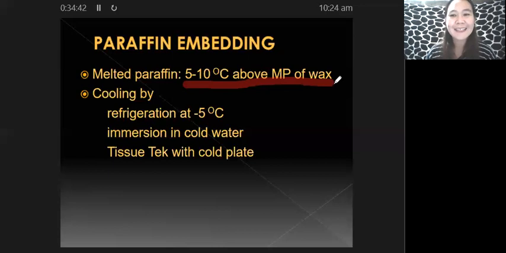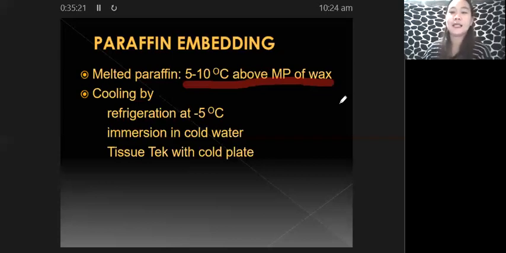Okay? Yes. All right. So, after you have already poured your paraffin wax into your mold, allow it to cool. Okay, so for faster cooling, you can refrigerate it at -5 degrees Celsius. You can even immerse it in cold water, or you can cool it using your tissue tech. Your tissue tech, this is an example of a mold. And the good thing about your tissue tech is that it has a cold plate already at the bottom. So that will now allow faster cooling of your paraffin wax.